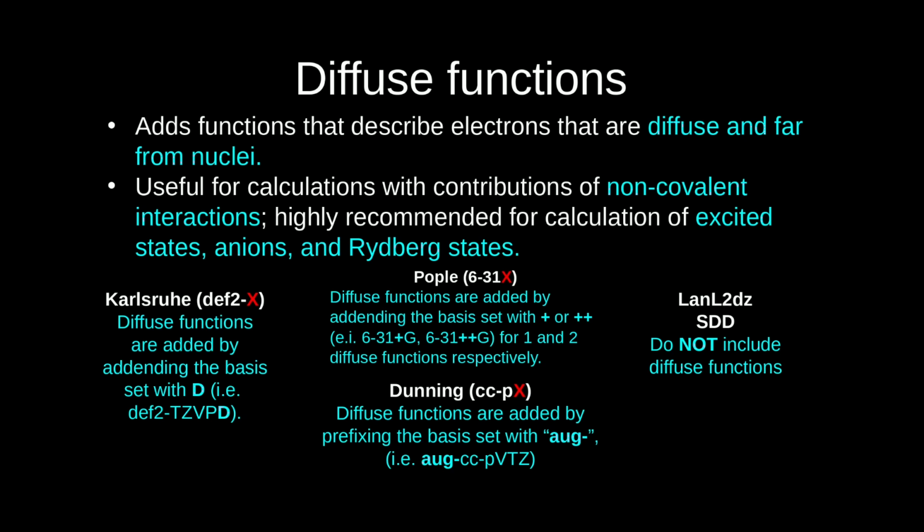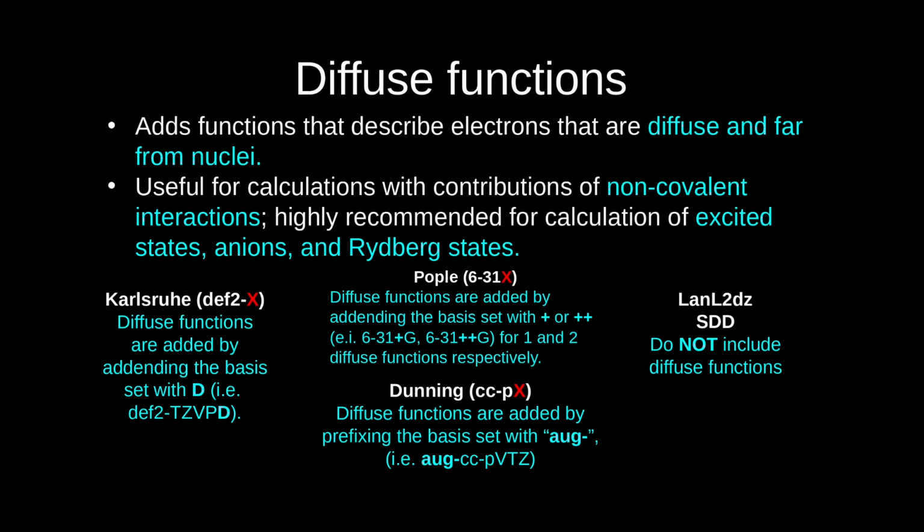Another thing to note for your basis set is whether or not it includes diffuse functions. Diffuse functions are useful for calculations that include non-covalent interactions. I would highly recommend adding diffuse functions for calculations of excited states, for anions, and for Rydberg states. For the Karlsruhe family of basis sets, you can add diffuse functions by appending a D to the basis set, such as with the def2-TZVP-D basis set.